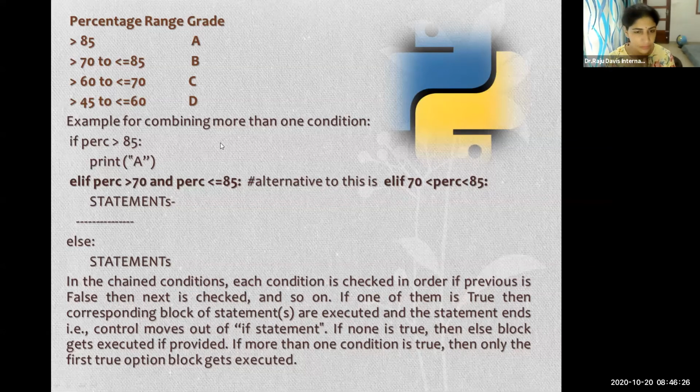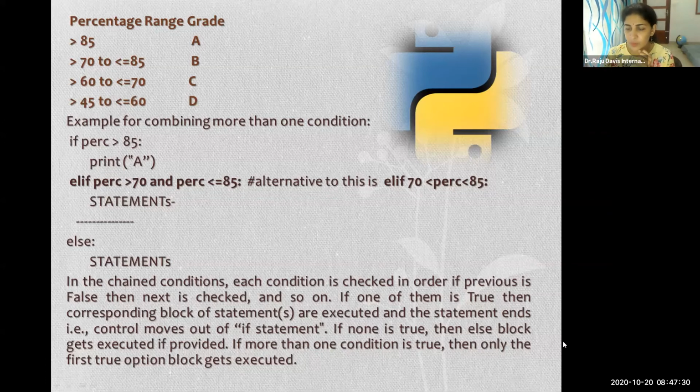ELIF, look at the screen carefully, ELIF, percentage greater than 70 and percentage less than or equal to 85. So that is the first option, first method of writing. And you can see that this PERC, you need to write two times in this first method. ELIF, percentage greater than 70 and percentage less than or equal to 85. Hope you understood. The meaning is that both the conditions should be true: percentage less than or equal to 85 should be true, percentage greater than 70 should be true. Only then this particular condition statement will get executed, isn't it?